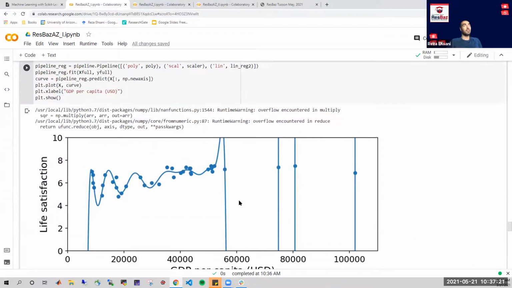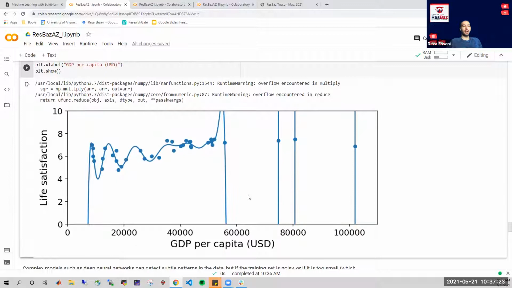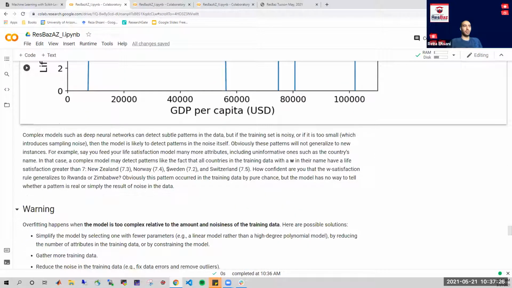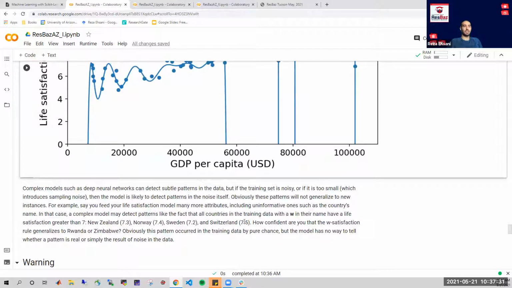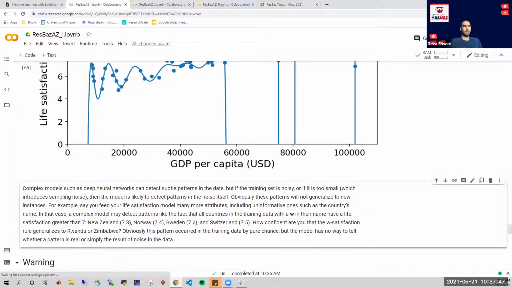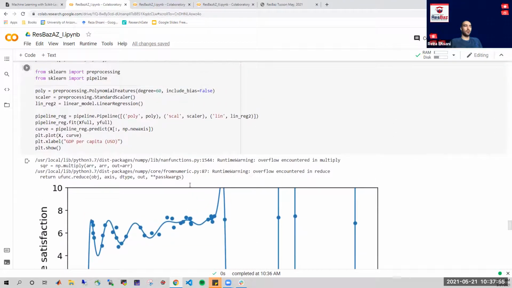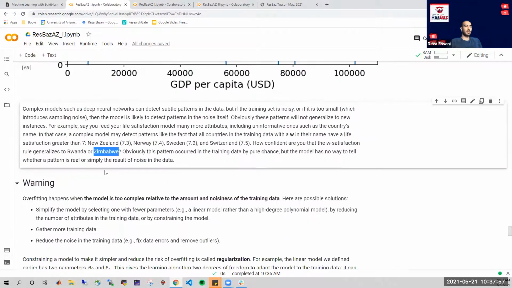Another example could be that if you have a series of countries like New Zealand, Norway, Sweden, and Switzerland, and all of them have a life satisfaction index greater than 7, then you would overgeneralize and say all the countries that have a W in their names will have a life satisfaction index greater than 7. But there are a lot of poor countries like Rwanda and Zimbabwe which don't obey this rule. So this is what is called overfitting. We should avoid overfitting in our data set.